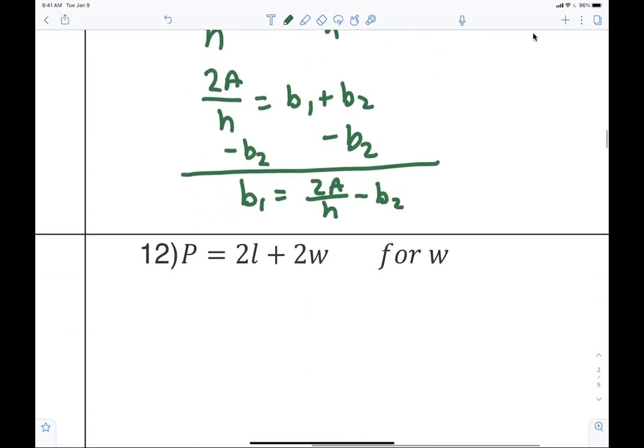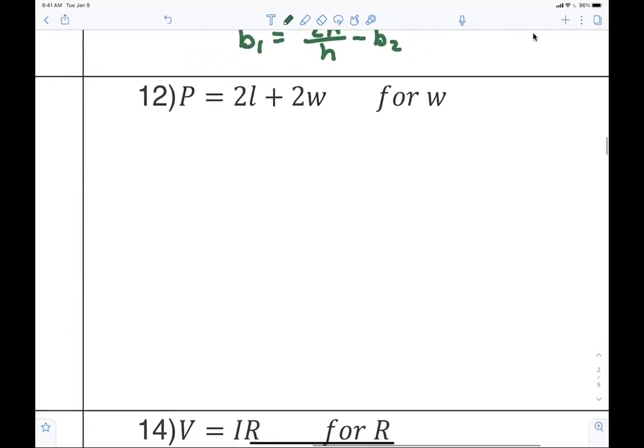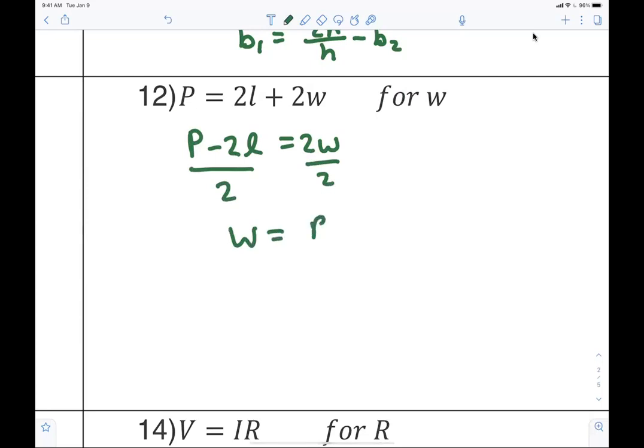Okay, number 12, perimeter of a rectangle is 2L plus 2W. Ally, what are we thinking? I got P minus 2L. That's okay. And then I did P minus 2L over 2. Yay, good job. That was really good. W equals P minus 2L over 2.